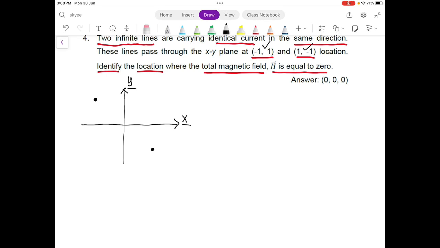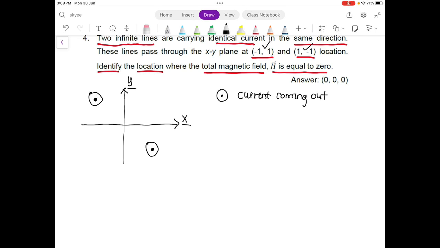If I view from the top, because it didn't specify the direction of the current, but it just mentioned that the currents are in the same direction, I will assume that the current is coming out. So this symbol is the current coming out from the surface. This is the direction of the currents.